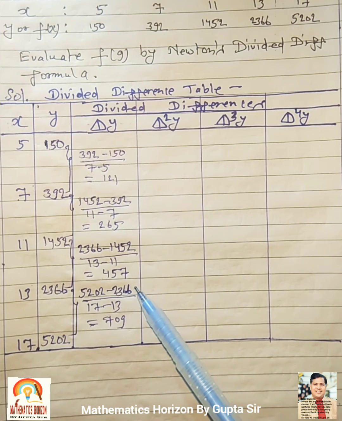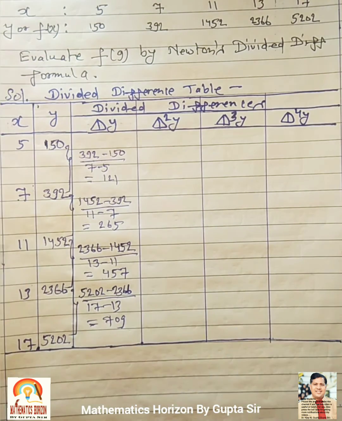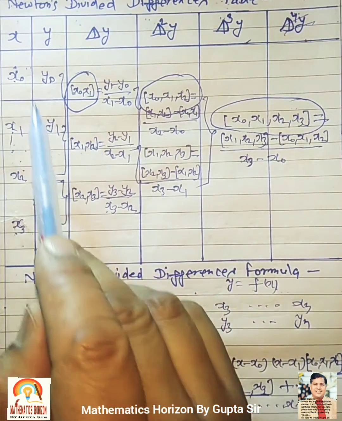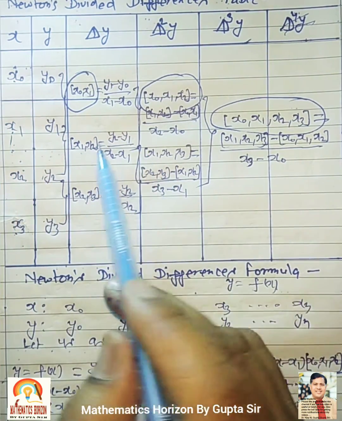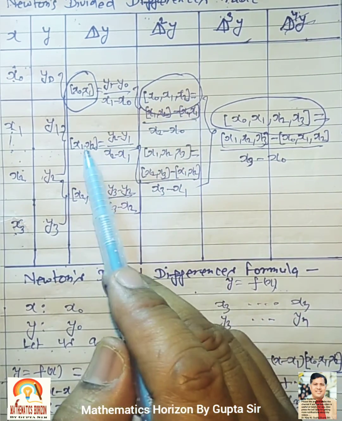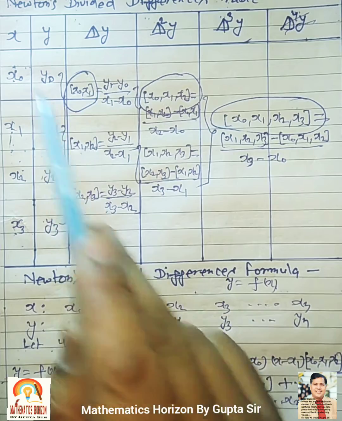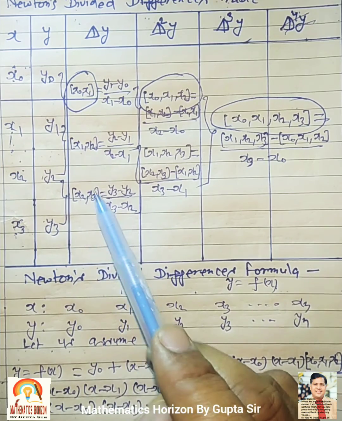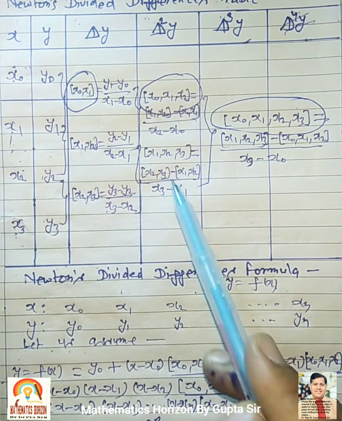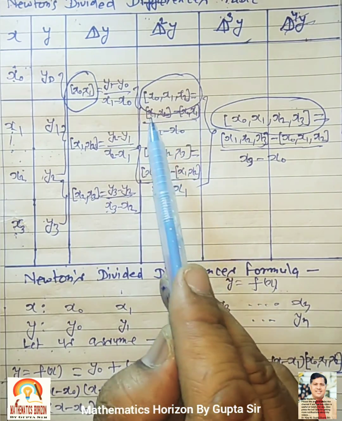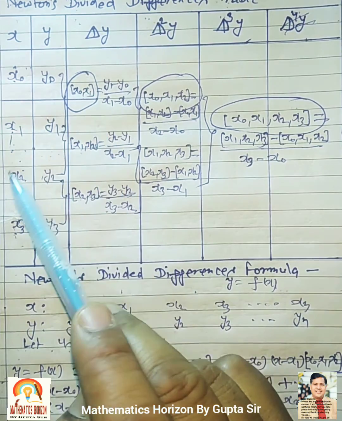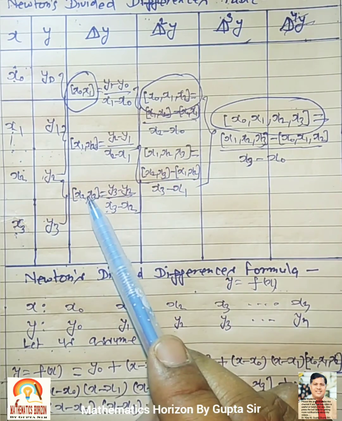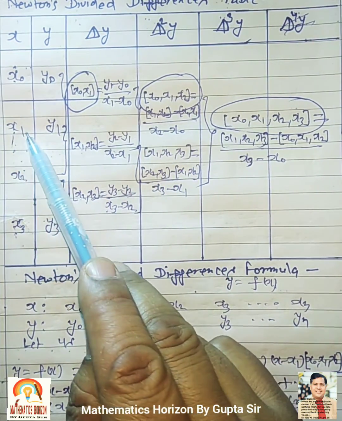Now we find divided differences of second order. How can we find them? Divided differences of second order means between x0, x1, x2. That is [x0, x1, x2] is ([x1, x2] minus [x0, x1]) upon (x2 minus x0). Similarly, for x1, x2, x3, it is ([x2, x3] minus [x1, x2]) upon (x3 minus x1). In this way we can find these differences: this term minus this term upon that term minus that term.